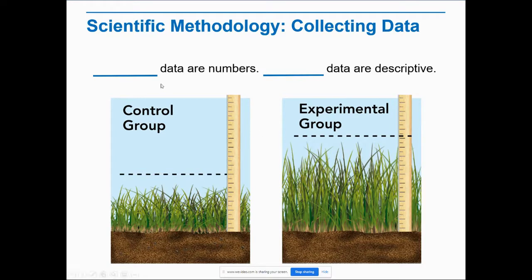So if we were to fill in the blanks up here on the board, we would say that quantitative data are numbers, because numbers are a quantity, and the other one is that qualitative data are descriptive. They describe the observation being made.